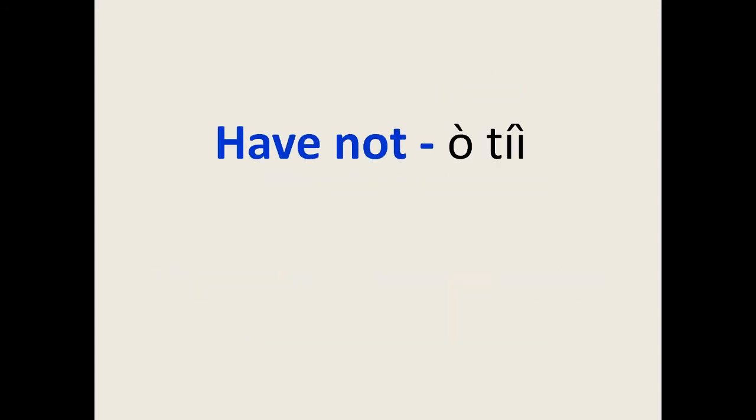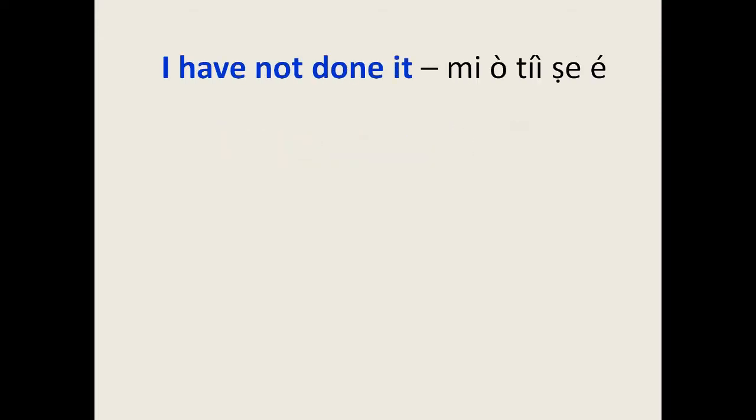So if you want to say I have not done it, it's now going to be mi ò tíì ṣe. Recall that I have done it was mo ti ṣe, but for I have not, instead of mo, we are replacing it with mi. That is like I haven't, mi ò tí. So that mi is replacing the mo to give us I have not. So mi ò tí ṣe, right?